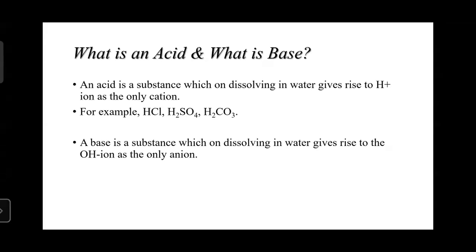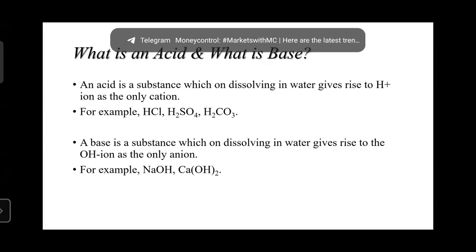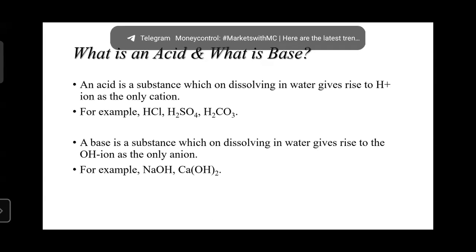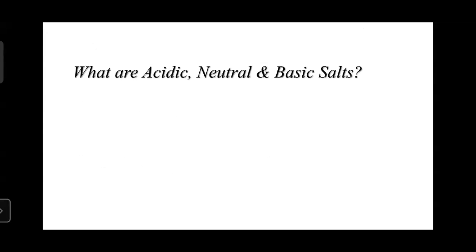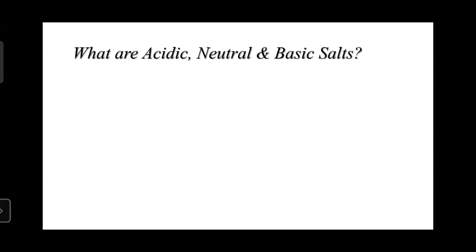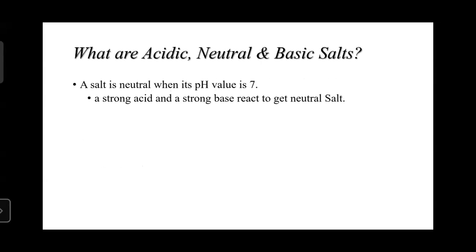Next, base. A base is a substance which on dissolving in water gives rise to OH minus ions as the only anions. Here examples: NaOH, here OH minus ions are there. Ca(OH)2, here also OH minus ions are there. Now we will talk about salts: acidic salt, neutral salt, and basic salt. A salt is neutral when its pH is 7. Now, how is it formed? A strong acid reacts with a strong base to give a neutral salt.